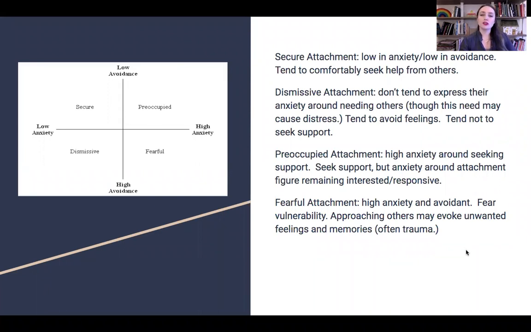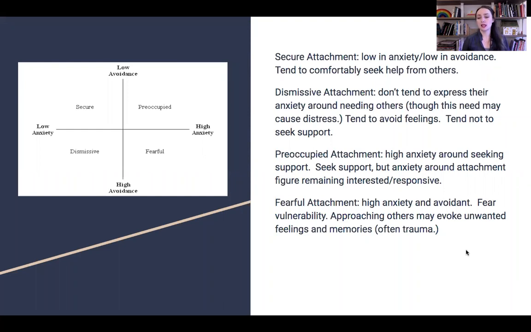So with secure attachment, we see low anxiety, low avoidance. These folks tend to comfortably seek help from others. With dismissive attachment, these folks don't tend to express their anxiety around needing others, though it may cause some distress. They tend to avoid feelings and tend not to seek support.